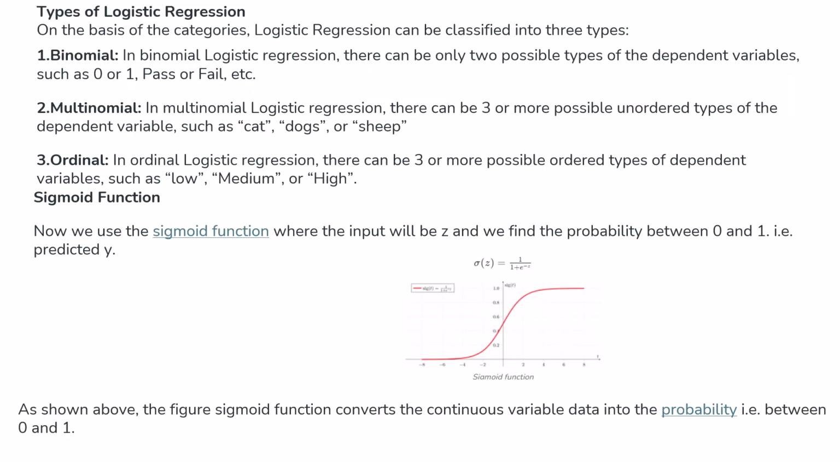Types of logistic regression are binomial, multinomial, and ordinal. Binomial means two possible types of dependent variable, and multinomial means three or more possible unordered types of dependent variable. Ordinal means three or more ordered types of dependent variable. Sigmoid is used in this method.